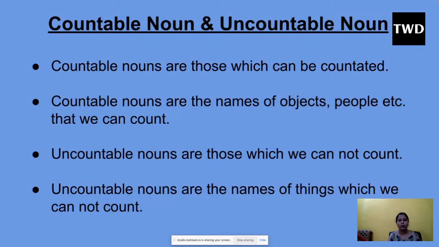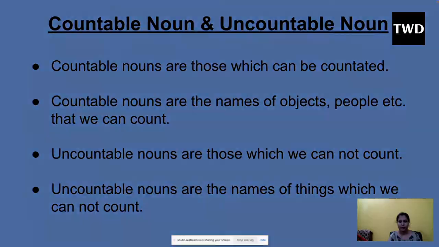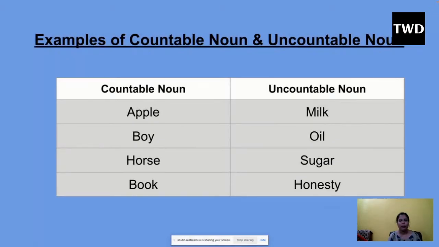Uncountable nouns are those which we cannot count. Yes, let us see the examples. Like countable nouns, we have got apple, boy, horse, book. And under uncountable noun, we have got milk, oil, sugar, honesty, and so many other things can come like rice, sand, stars. These all things are uncountable.